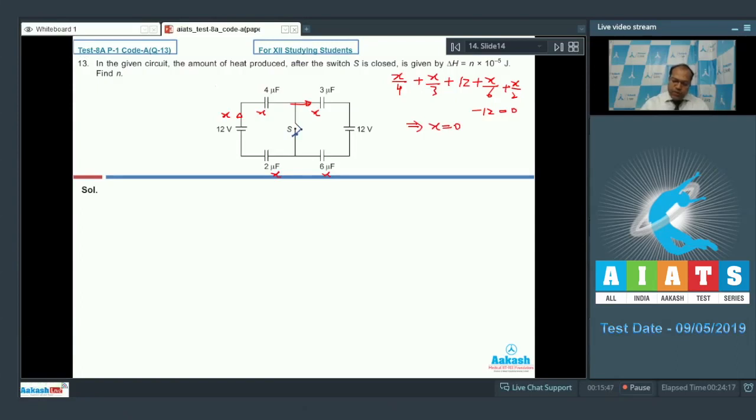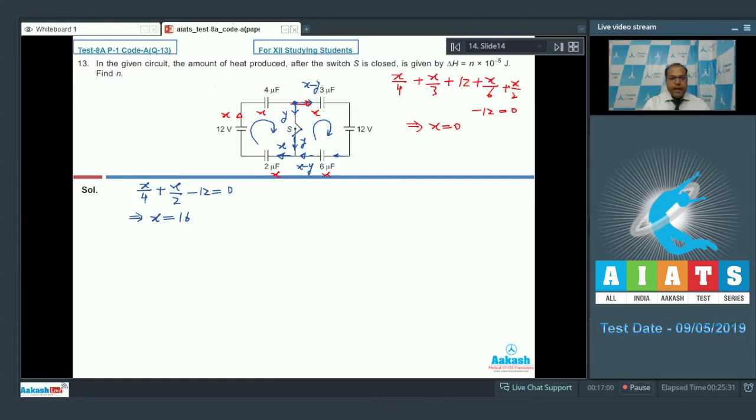So when the switch S is closed, at that moment let x be the charge, then this charge is distributed at this junction, let y charge go in this direction and x minus y charge go in this direction. Further, this x minus y charge comes here and the y charge from here. So in this direction the x charge goes. Now if I write the KVL equation in this loop as well as in this loop, then I can write in the first loop x by 4 plus x by 2 minus 12 is equal to 0. So the value of x comes out to be 16.